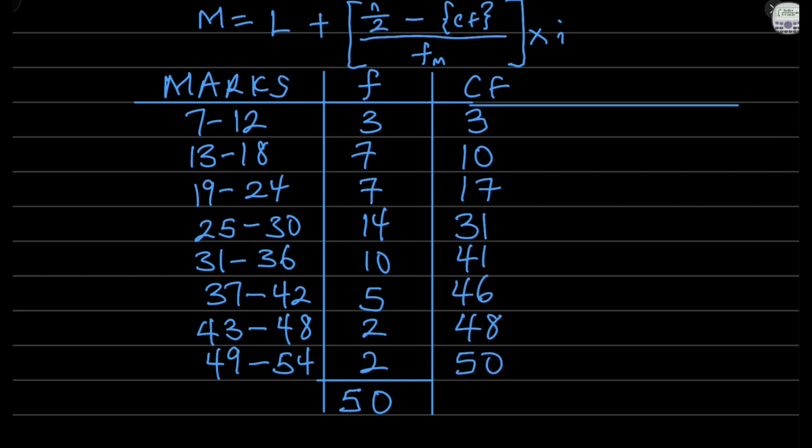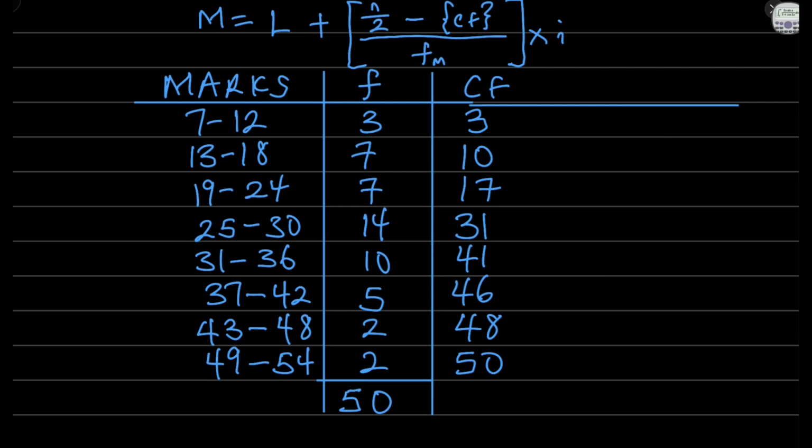Now that we are done with the cumulative frequencies, one thing is the last cumulative frequency must always be the same as your total frequency. The last cumulative frequency, which is this guy, must always be the same as your total frequency. So that's one way to check if you've not made any mistakes.